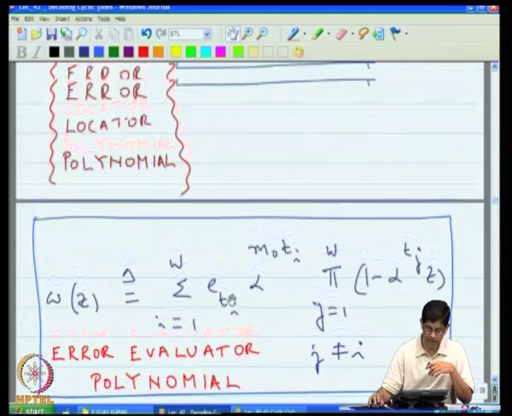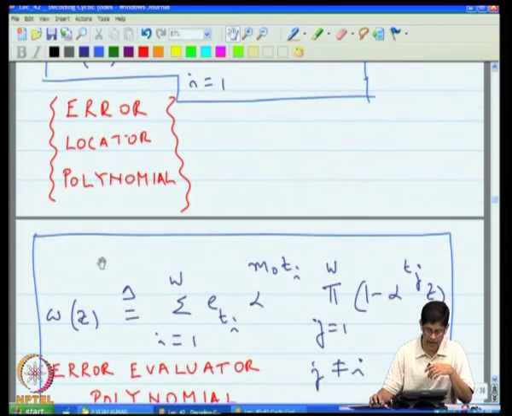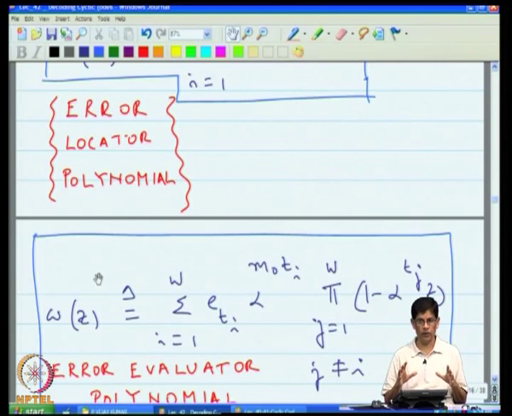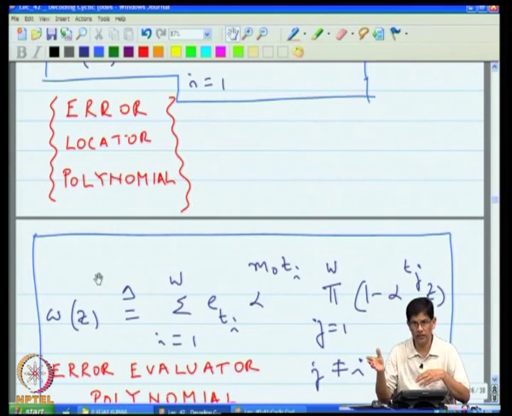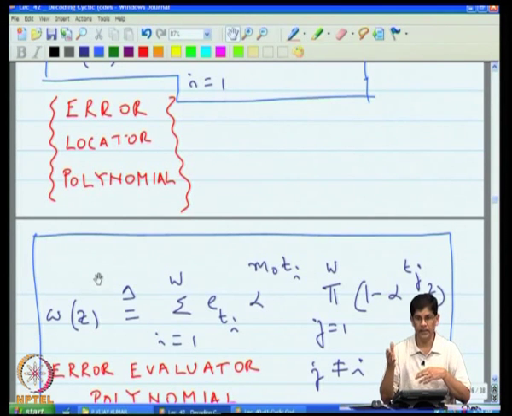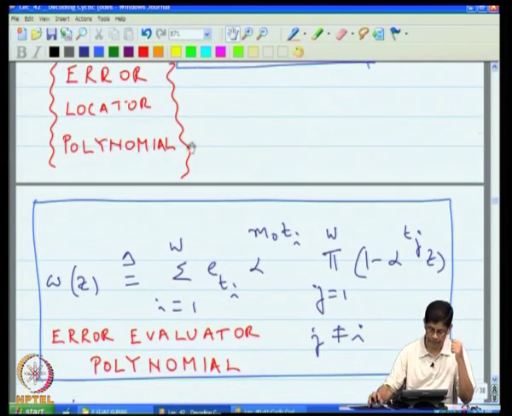And the point being that if you can determine sigma of z and omega of z, then you can find both the error locations as well as the error values. Okay. So, our initial goal was to determine the transmitted code word, and then we said, you know what, determining the code word is the same as determining the error pattern that led to the received vector. And then we said, well, what I really am interested in is the error locator and the error evaluator polynomials, because if I know those, I can recover the error values and the error locations and correct the errors. Okay, so that is our goal.